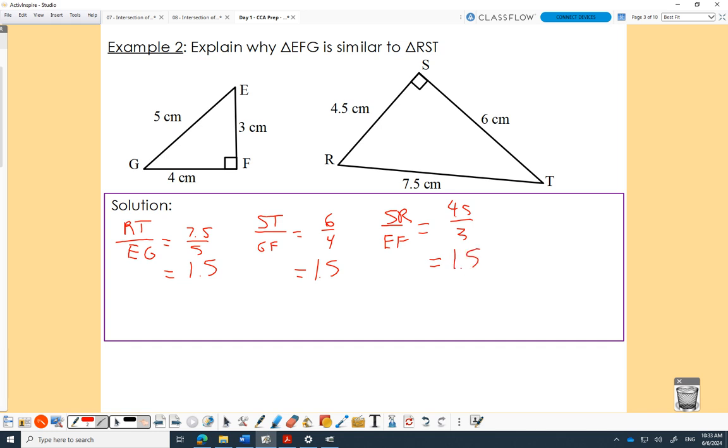And then I'll do the fancy sentence. Since the sides are all proportionate, triangle EFG similar triangle RST. I totally accept it when people said, since all the sides are multiples, the same multiple. You can use regular language. You don't have to use the word proportionate, but many of you did use the word proportionate.